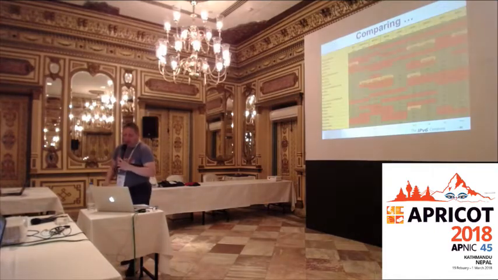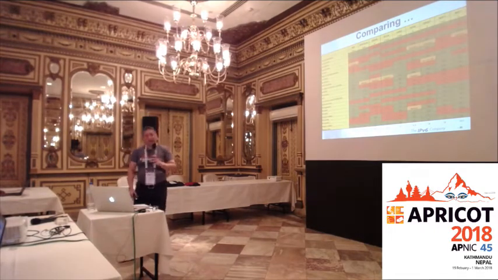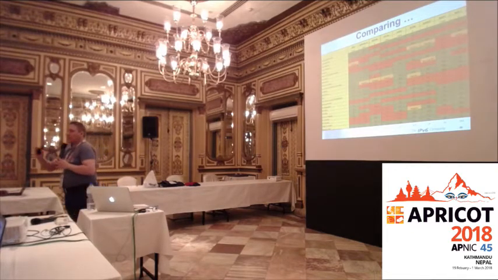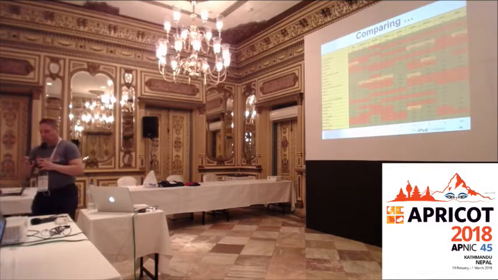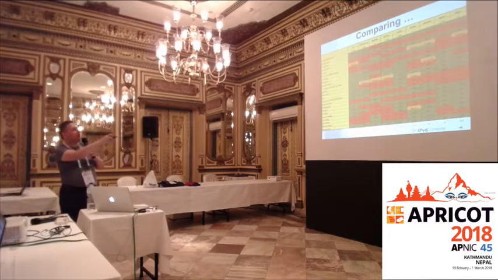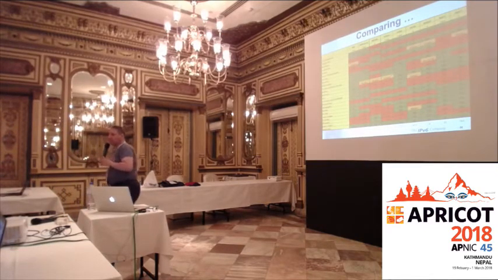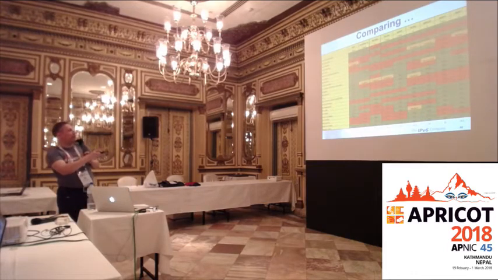Now, I did this table. It's not easy to see it from here, but you can study it later. And what I tried to do is consider different kinds of transition mechanisms. I put 6RD, 6over4, DS Lite, Lightweight 4over6, NAT64, 464XLAT, MAP-E, and MAP-T. Okay? And then I mention here if they are doing tunneling or translation.